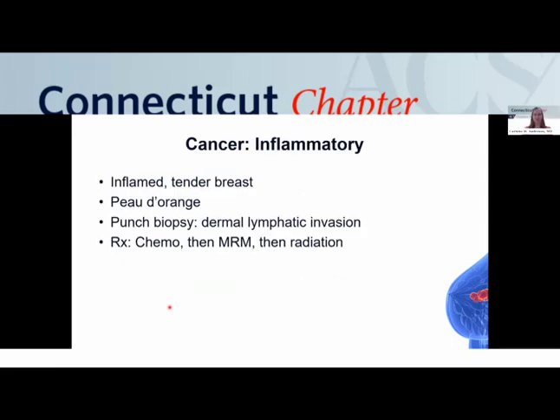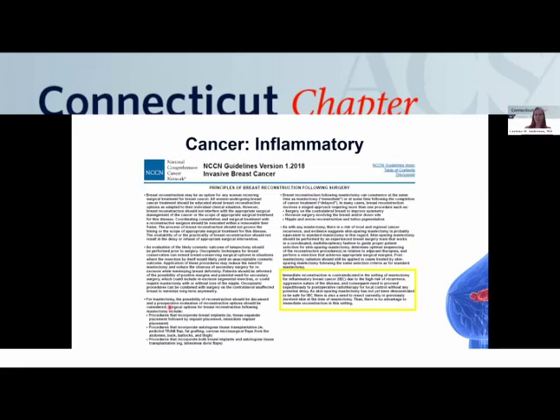Inflammatory breast cancer typically presents with that inflamed, tender breast, erythema, and that peau d'orange edema of the breast, or it looks like an orange peel. On punch biopsy, you see dermal lymphatic invasion, but this is a clinical diagnosis. You don't need that punch biopsy to confirm it. Treatment: neoadjuvant chemotherapy, then a modified radical mastectomy, and followed by radiation. When you're performing that modified radical mastectomy, it should be a true mastectomy, not a skin-sparing mastectomy, for 2 reasons. One, you have such a high risk of recurrence. You're really trying to remove as much skin as possible, and skin-sparing mastectomy has not been demonstrated to be safe.